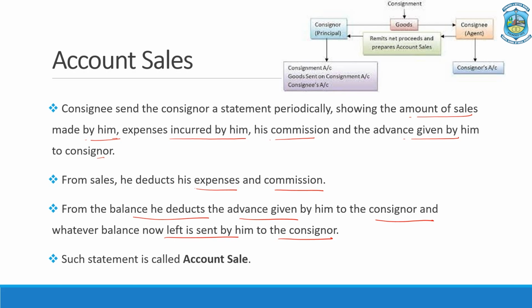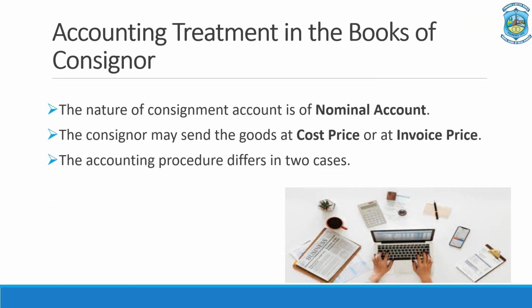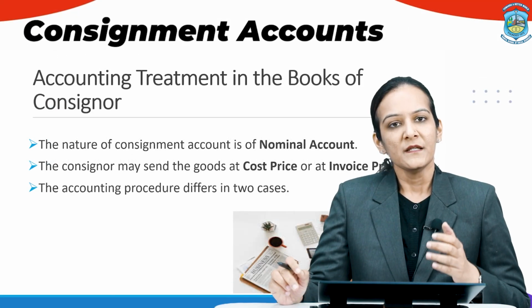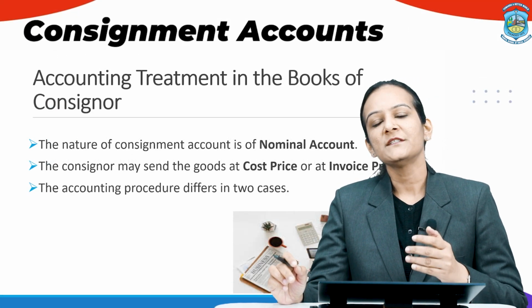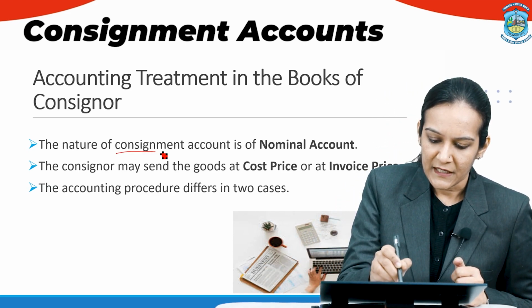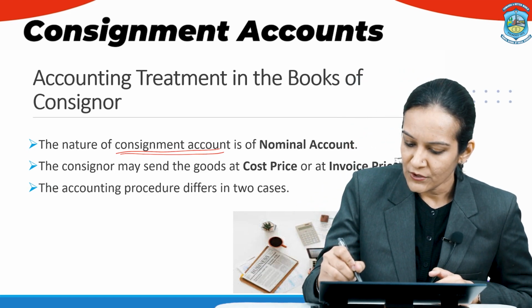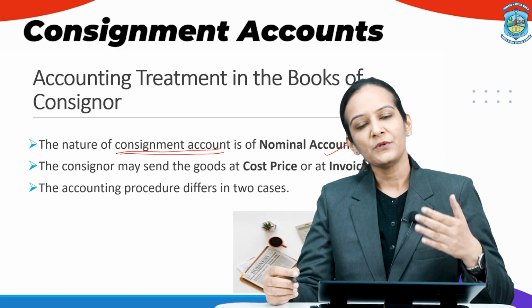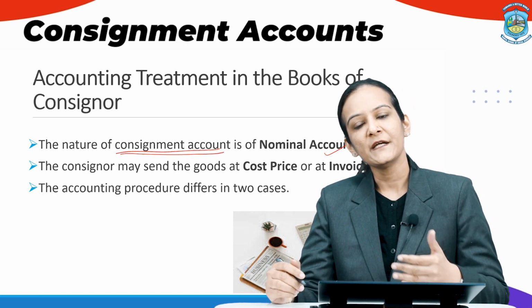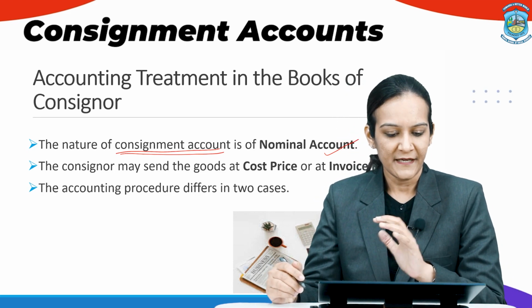So account sale is a very, very important statement that is being prepared by the consignee. Now we have understood what is the meaning of consignment and how this arrangement actually takes place. Now coming to the accounting treatment in the books of consignor. Under consignment accounting, you are supposed to prepare consignment account. And always remember that the nature of consignment account is always nominal. That is, you have to record all the expenses and all the incomes in this particular account.